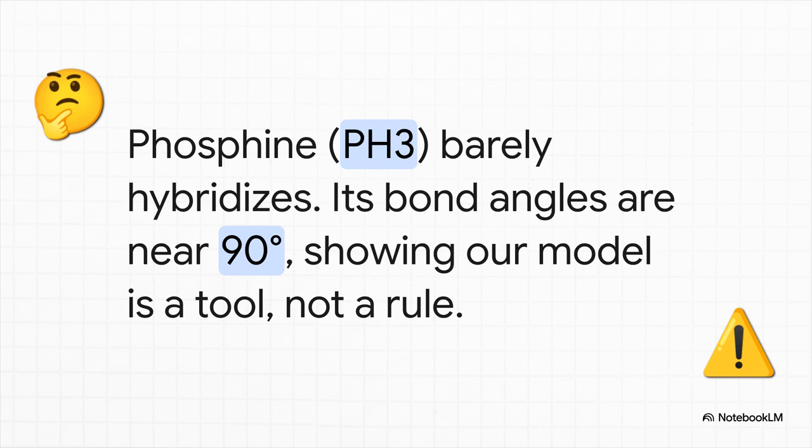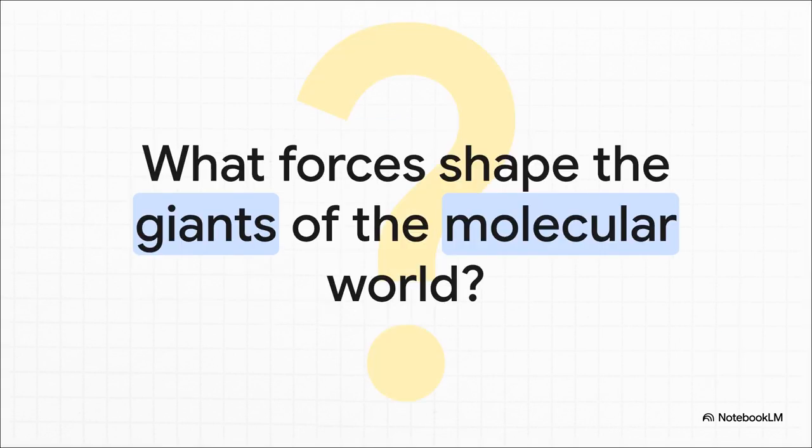And it turns out that for bigger atoms like phosphorus, the energy cost to promote and mix those electrons is just too high. So it doesn't really bother. It mainly just uses its standard unhybridized p orbitals to make bonds, and those are naturally oriented at 90 degrees to each other. It's a great reminder that hybridization is an incredibly powerful tool, but it's not an absolute, unbreakable law of nature.